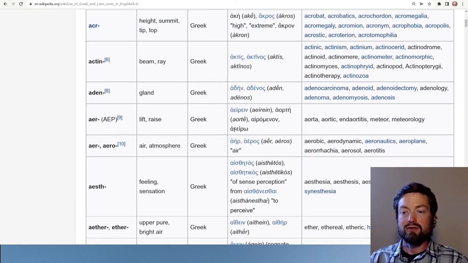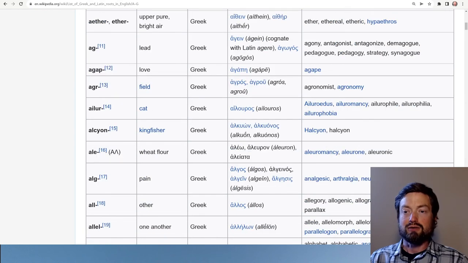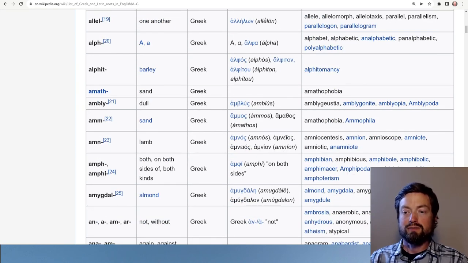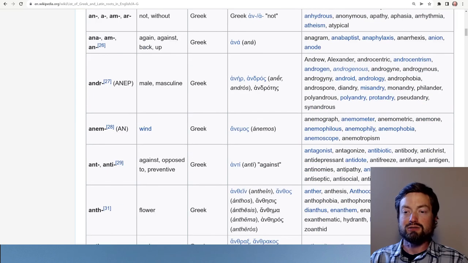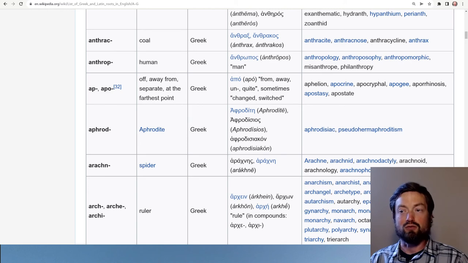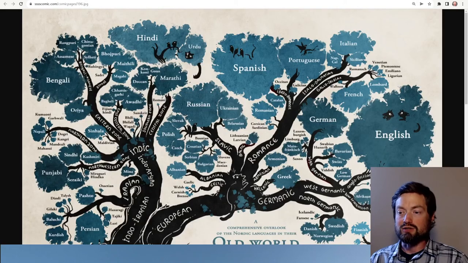Aesthetics, agro for agriculture, although that's Latin as well. Amphibians, amygdala, anthropology, all the ologies. Ology is Greek, right? So a lot of these technical scholarly words are coming from Greek. And of course that's Greek, also from the Hellenic branch of the Indo-European tree. So just another branch there, but yet another source of English words.